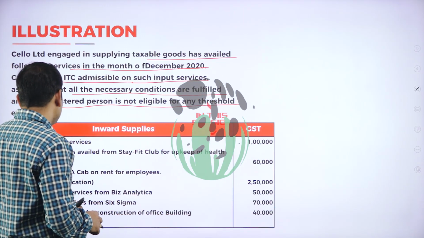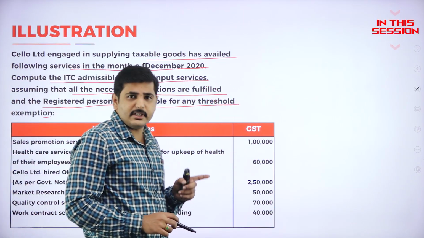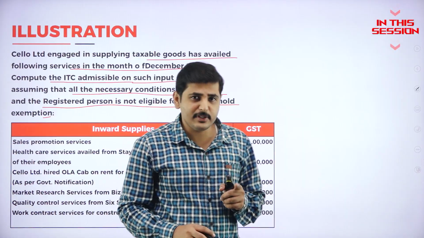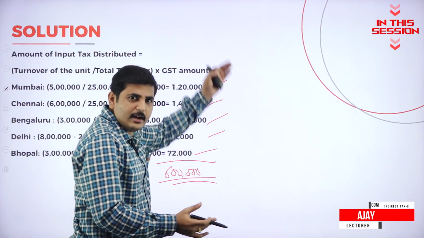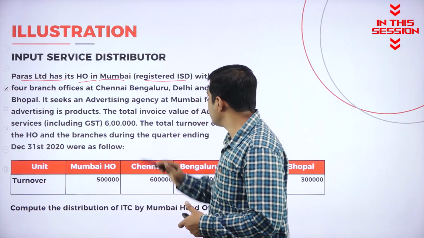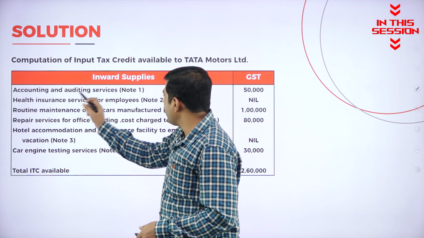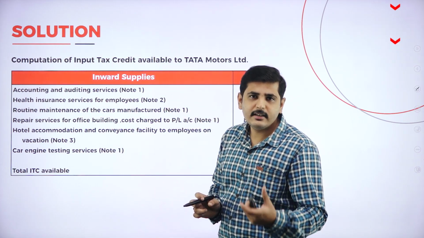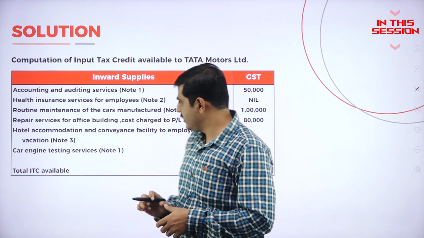Sales promotion service is done for the business purpose. Out of 6 lakh, we are distributing to all the branches on the basis of turnover. ISD means Registered Input Service Distributor. Already explained to you, accounting and auditing service, so it is a general business expense.